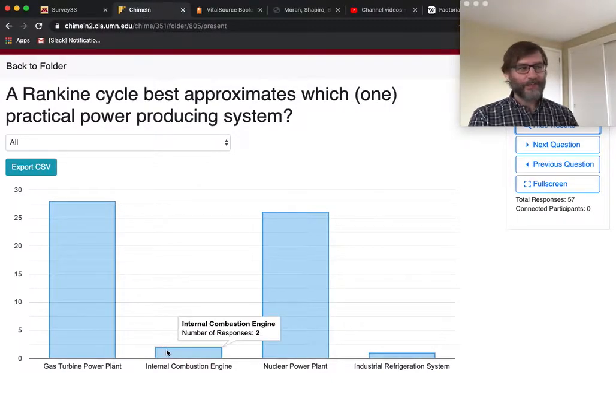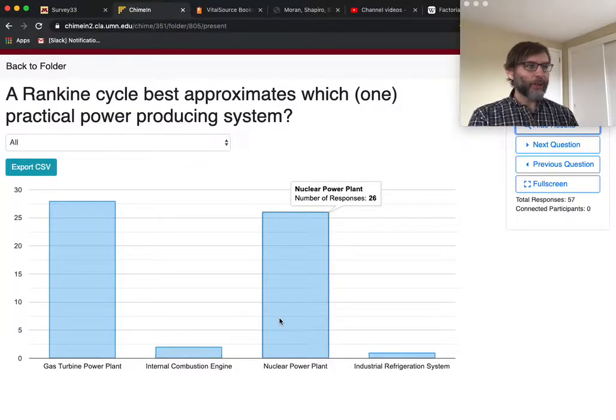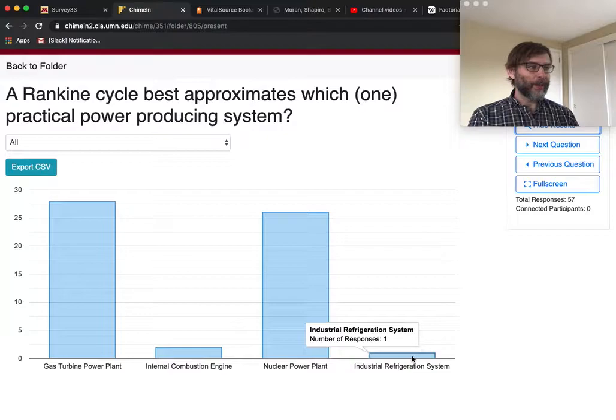Internal combustion engine? Well, 2 of you thought that, but that's wrong. Nuclear power plant? Definitely. We're definitely using the Rankine cycle in the nuclear power plant, okay? And industrial refrigeration cycle, no, not at all. It's actually very similar to the Rankine cycle. It's just kind of backwards. It's a vapor refrigeration cycle, but okay. So we got some work to do.